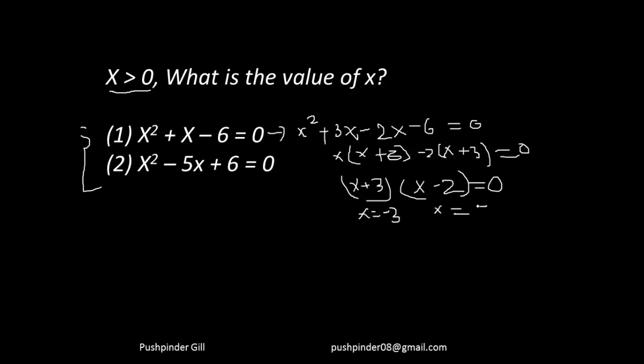So x can be either negative 3 or positive 2. Now I've got two answers, but hold on, the universal fact says that x is positive. That means I can eliminate negative 3, so my answer is 2. The first statement is giving me the answer. So what happens when the first statement gives you the answer? My answer is either A or D. So I just need to check the second statement.